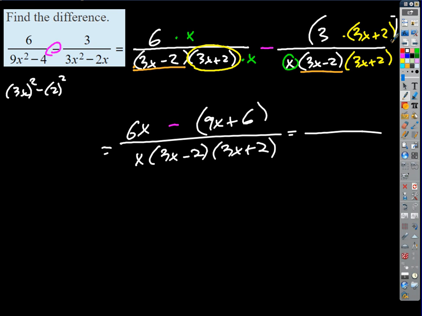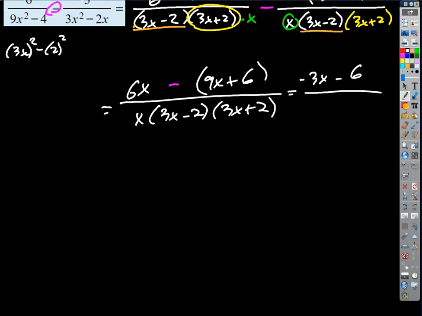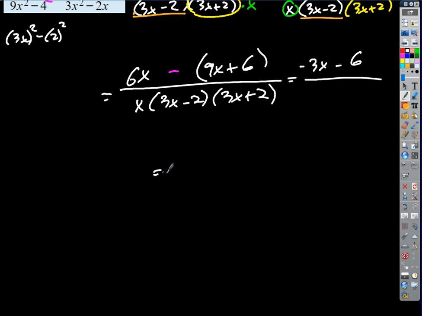Okay, you're right, negative 9x minus 6, but let's combine the whole thing. 6x minus 9x is 3x, negative 3x minus 6, okay? And on the bottom, I've got all this stuff, right? Can I factor the top? What could I factor out on the top? If I factor out a negative 3, I'm left with x plus 2, and on the bottom, I've got all this.